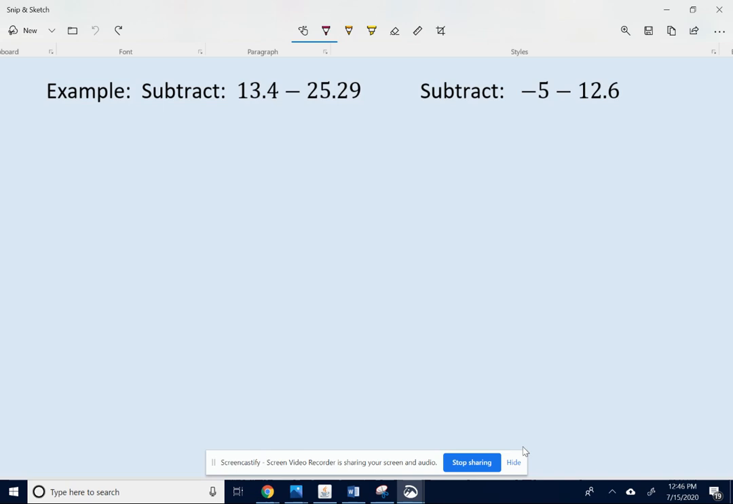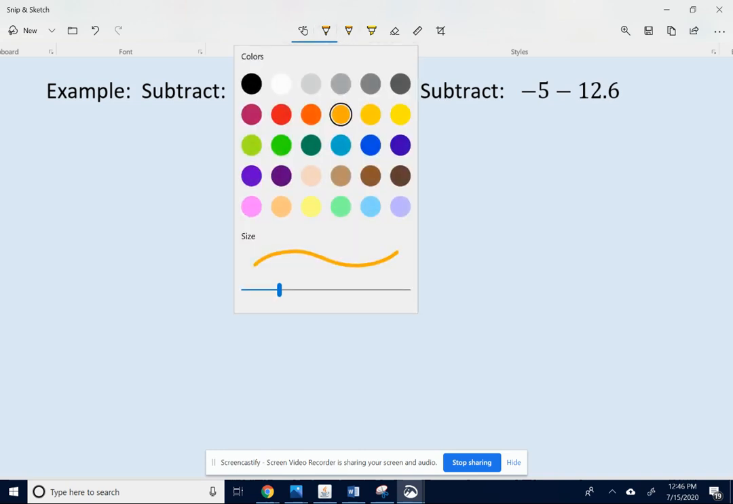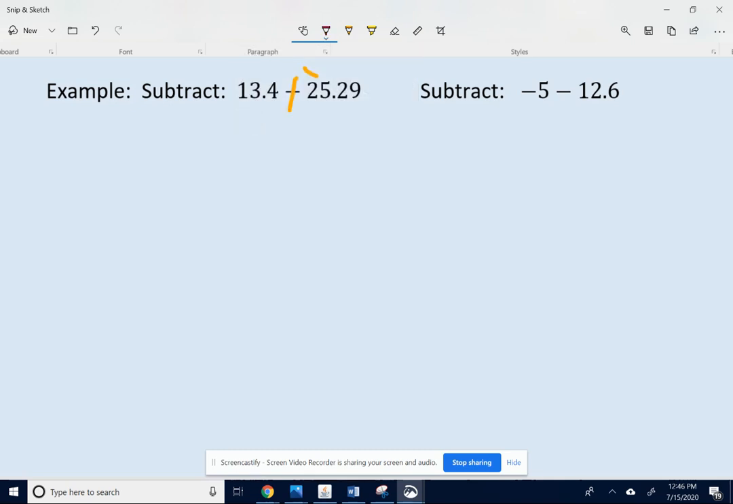Subtract 13.4 minus 25.29. If you want to, you could same change opposite this. Keep 13.4 the same. Change subtract to add. And then the opposite of 25.29 is negative 25.29. Now that we have an addition problem, we can tell that we're adding a positive to a negative, so the signs are different.